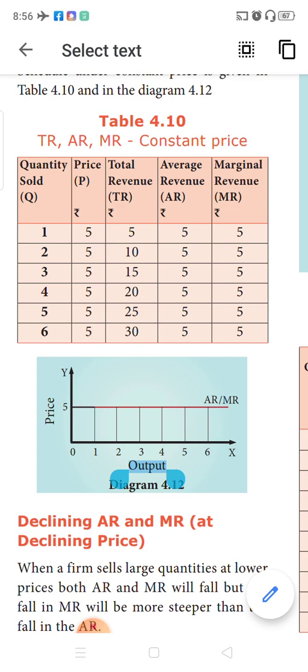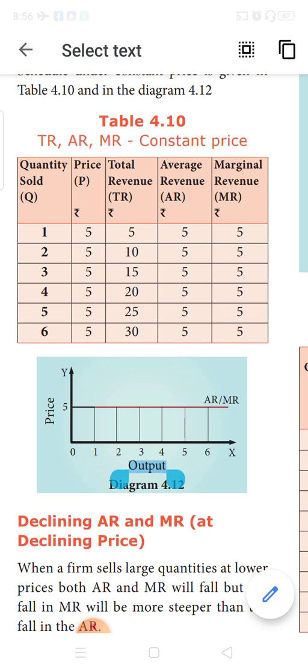Then the fourth column, marginal revenue. Marginal revenue is what? Addition made to total revenue. Initially, just observe the third column. Initially it is 5. 5 minus 0, it is 5. 10 minus 5, it is 5. 15 minus 10, it is 5. 20 minus 15, it is 5. 25 minus 20, it is 5. 30 minus 25, it is 5.